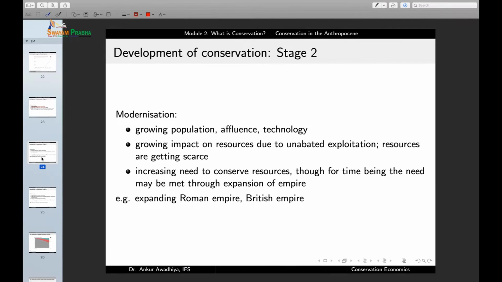So with the beginning of modernization, we start seeing a growth in population, a growth in affluence, and a growth in technology. And so there is a growing impact on the resources due to unabated exploitation, and resources are now getting scarcer with time. So, with the development of modernization, we actually started feeling a crunch. Our population is growing fast, it is growing more and more affluent, and we are getting more and more technology. But then now there is a dearth of resources.